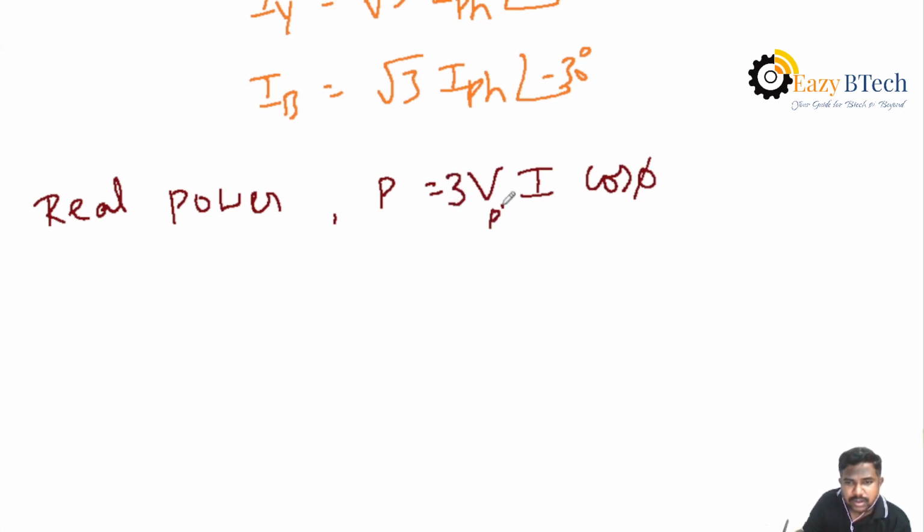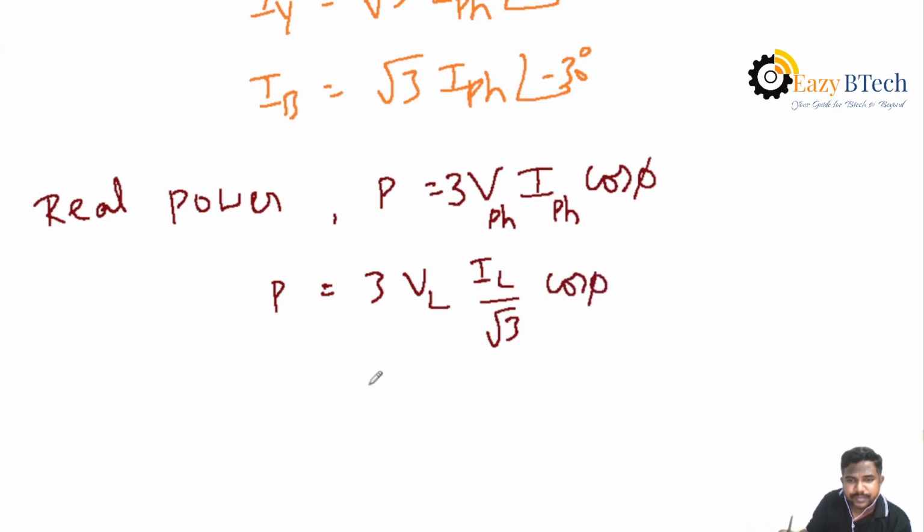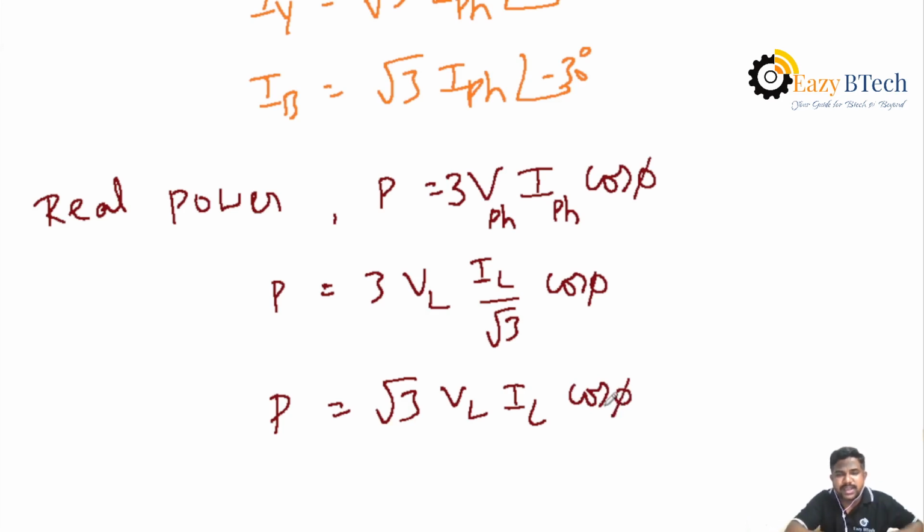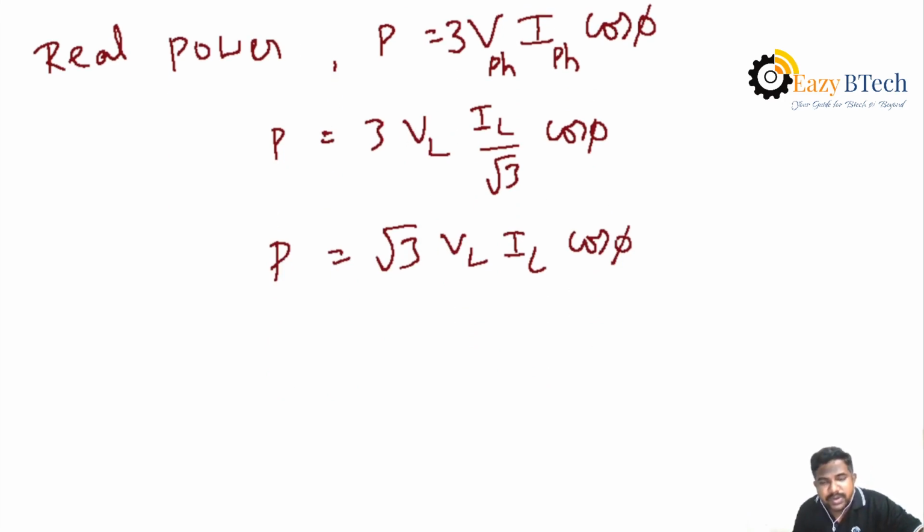By default, the voltage and currents are phase values. But in case of delta system, we know Vph equal to VL and IPH, that is phase current, equal to line current by root 3, into cos phi. Hence root 3 times will be cancelled. Then active power P equal to root 3 into VL IL cos phi. Okay, in case of line values, the power value. In case of phase values, the power is 3 into VI cos phi.